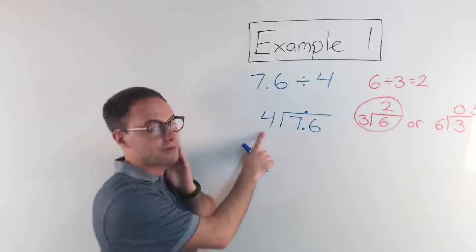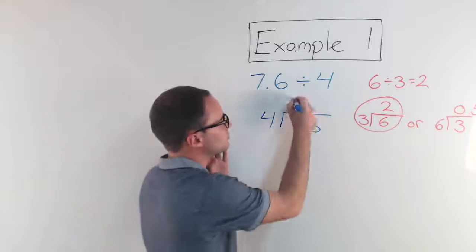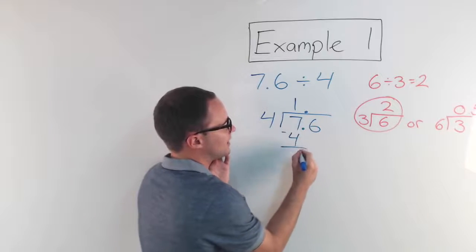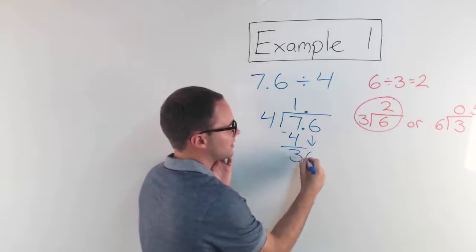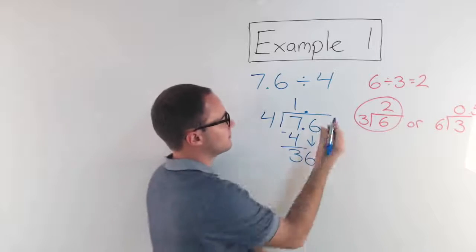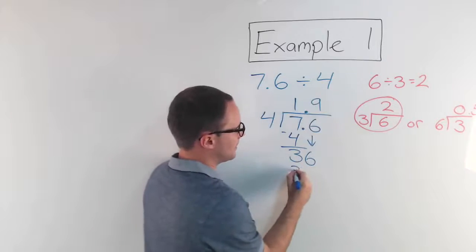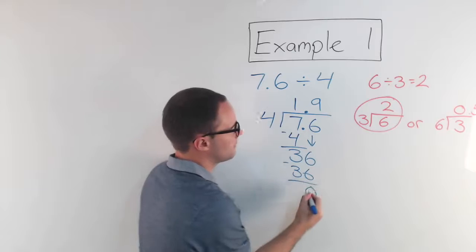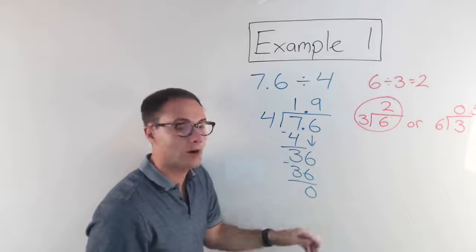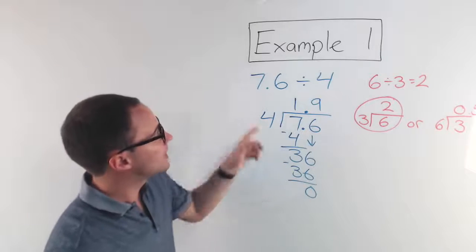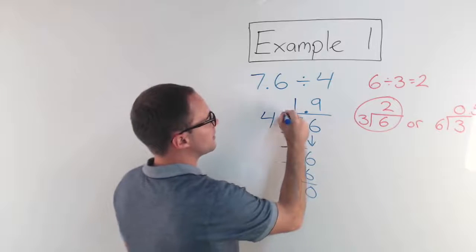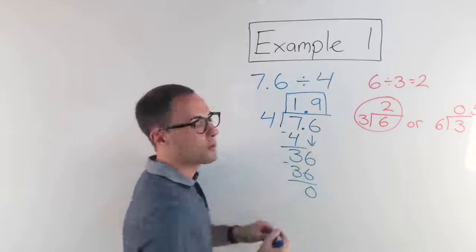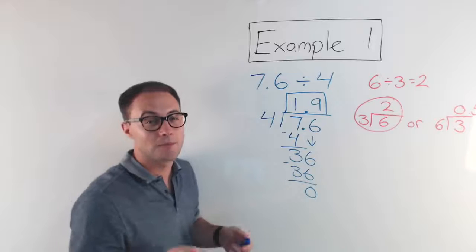So here we go. Now we just divide. 4 into 7 goes once. That's 4. Subtract, I got 3. Bring down the 6. 4 into 36 is 9. That is 36. So I am finished. There's nothing left here, so I'm done. So 7.6 divided by 4 is 1.9. Okay. Here's some to try on your own.